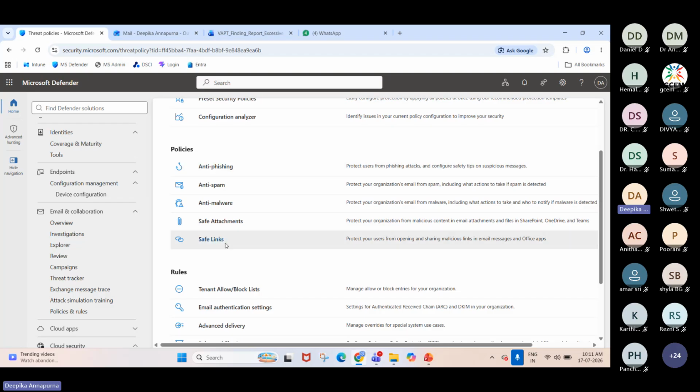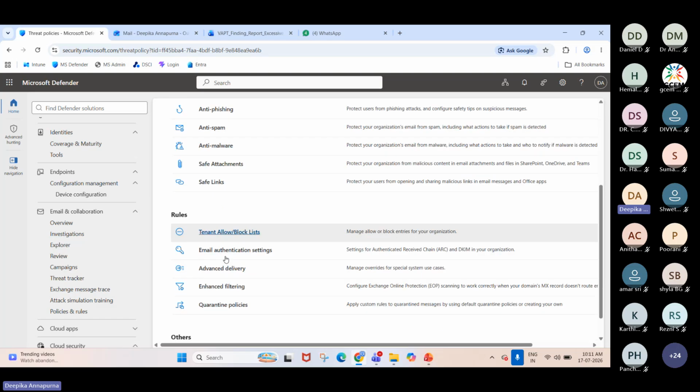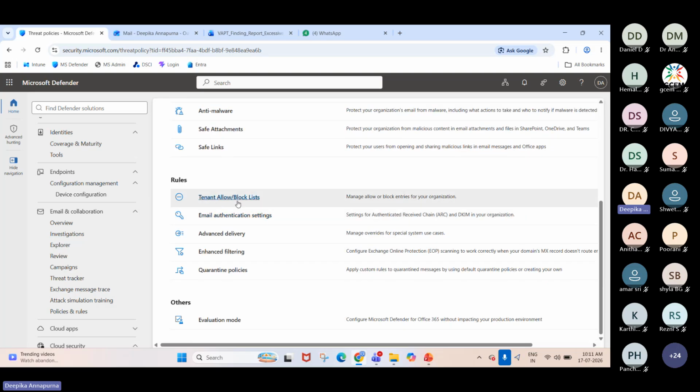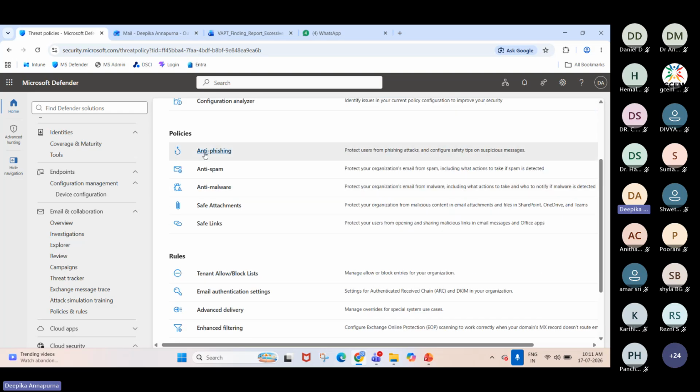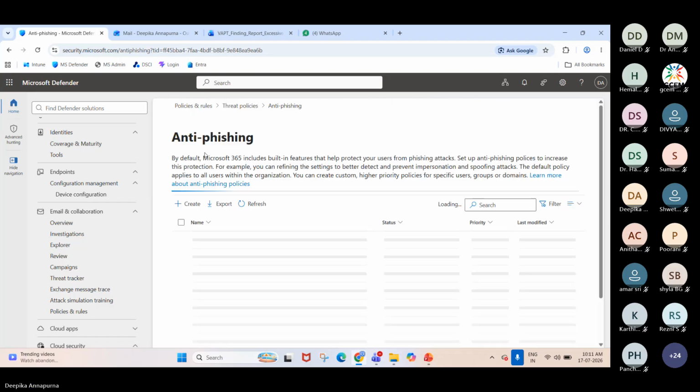We can attach a policy here. Okay, we can set some rules. We can block few lists or organization, which domain they are getting targeted. We can write it here. We can write the rules here. So let's go to anti-phishing policy.